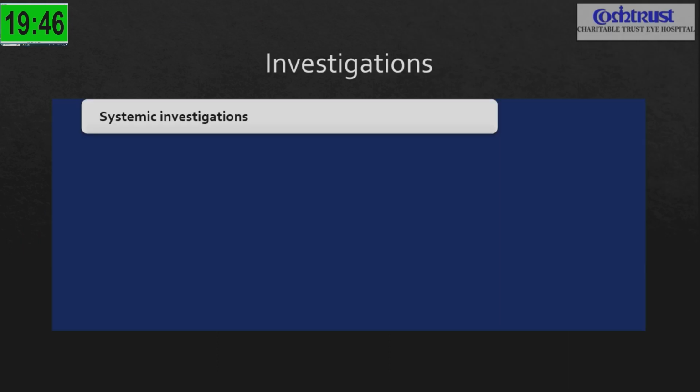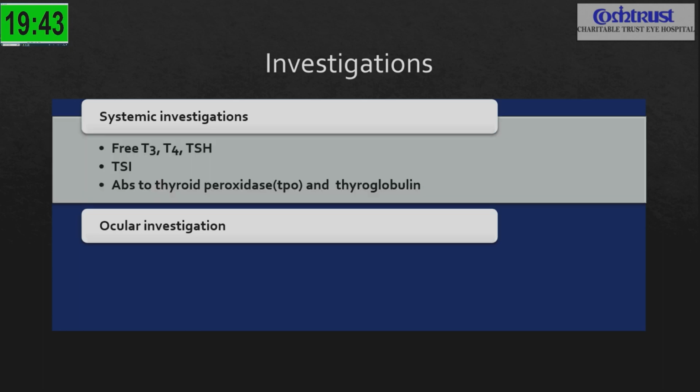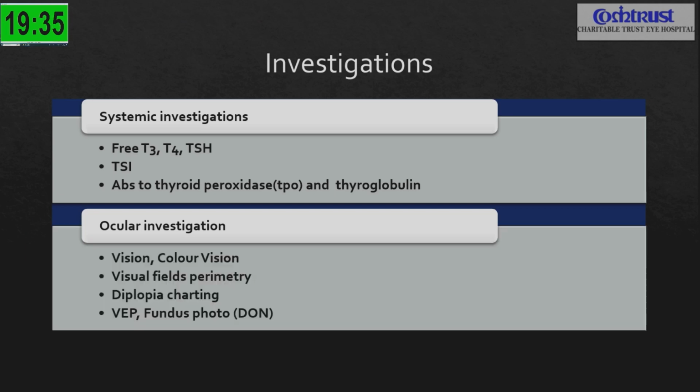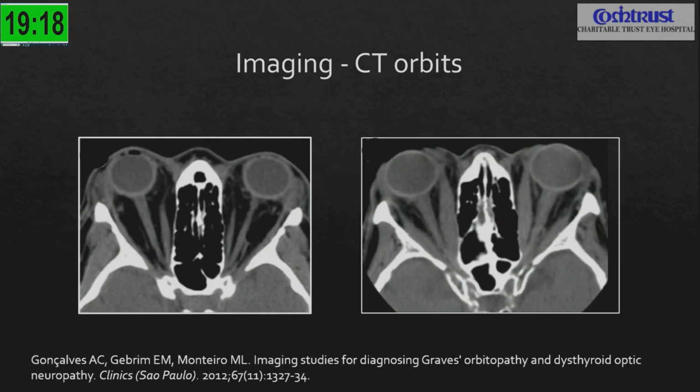Now coming to the investigations, we know that we have to routinely send for a thyroid function test. Most of these patients will be evaluated and under the follow-up of endocrinologists as well. The ocular investigations that we need to do is vision, color vision, extraocular muscle movement, IOP, visual fields, diplopia charting, and in case of dysthyroid optic neuropathy, we need to do a VEP and fundus photo for documentation.